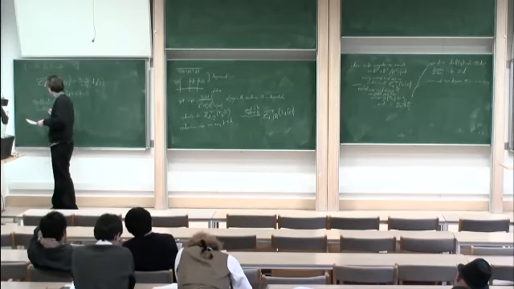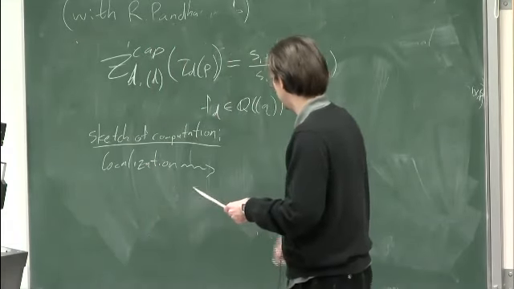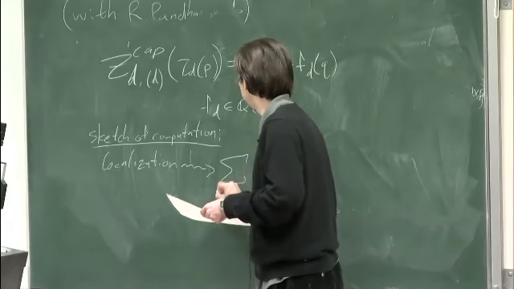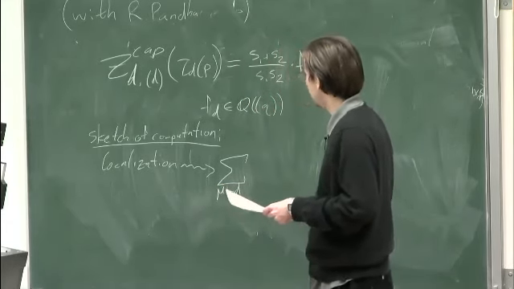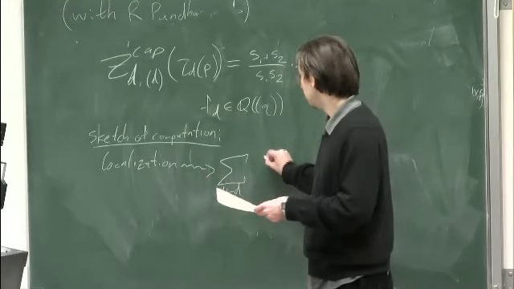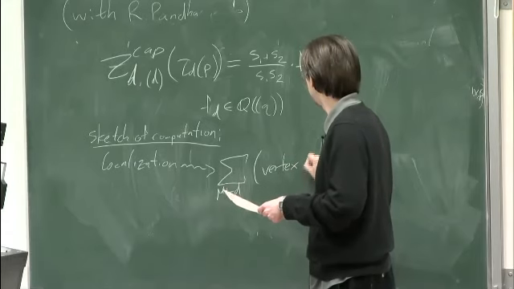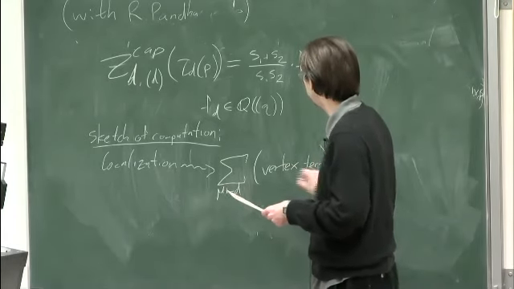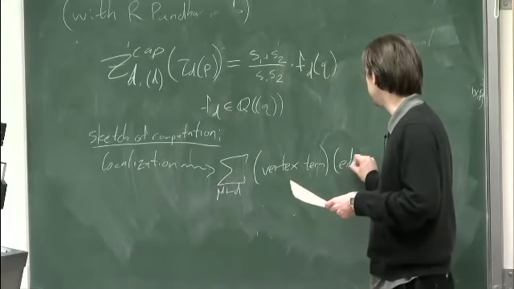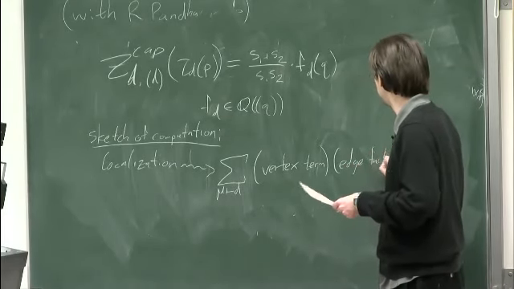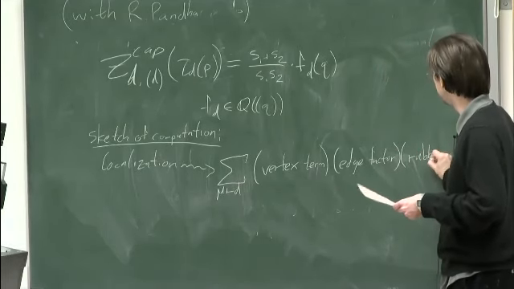What you generically get from localization is a sum over partitions of d. This is an edge partition. You have a vertex term over 0 on P1, and you have some edge factor, and then there's some rubber term over the relative part.